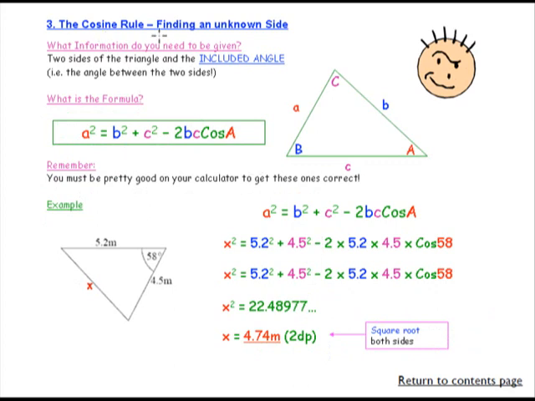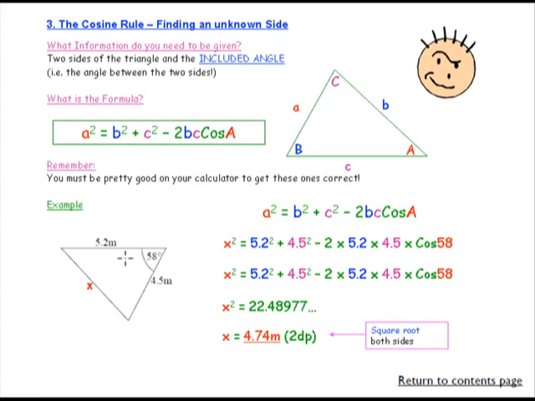Now let's quickly look at the cosine rule. The cosine rule is a formula that links the length of an unknown side, its opposite angle, and the two sides which are sandwiching the angle. For example, a squared is equal to b squared plus c squared, minus 2bc cos A, where A is the angle opposite to the length a.